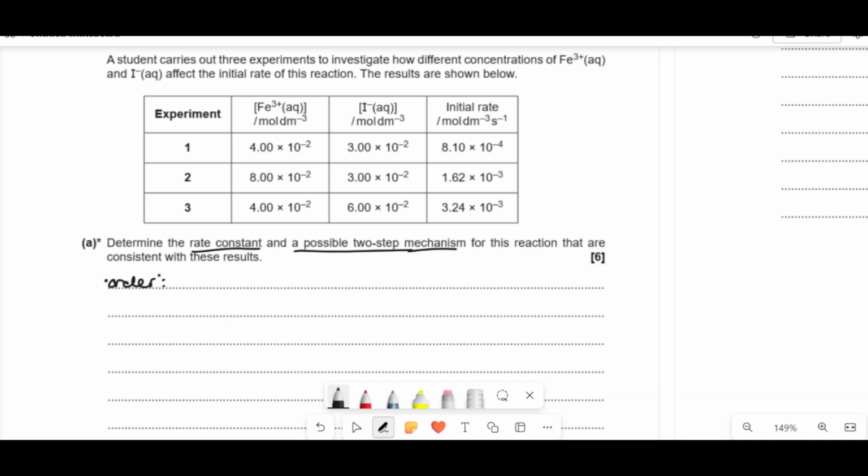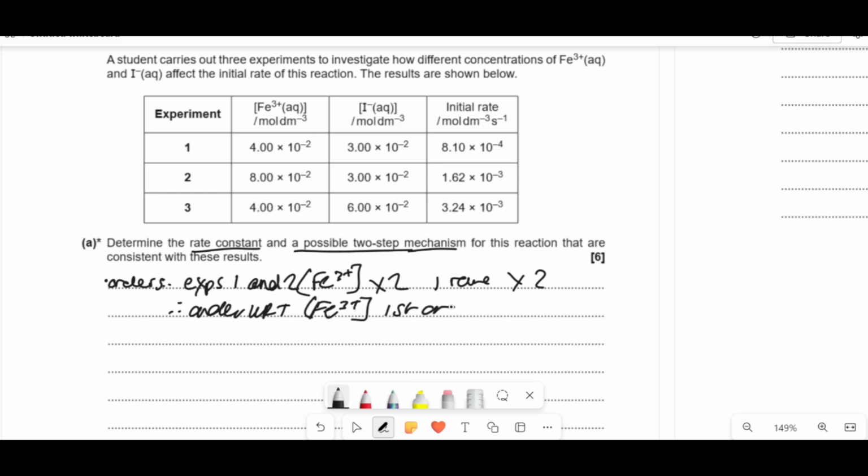So if we look at the orders, let's have a look at what's going on. Between experiments, from here to here, we're doubling this, and that's staying the same. So between experiments 1 and 2, Fe3+'s concentration has been times by 2. What happens to the rate? The rate gets times by 1.62 times 10 to the minus 3 divided by 8.1 times 10 to the minus 4, which has also gone up by 2. So therefore, the order with respect to Fe3+ is first order.